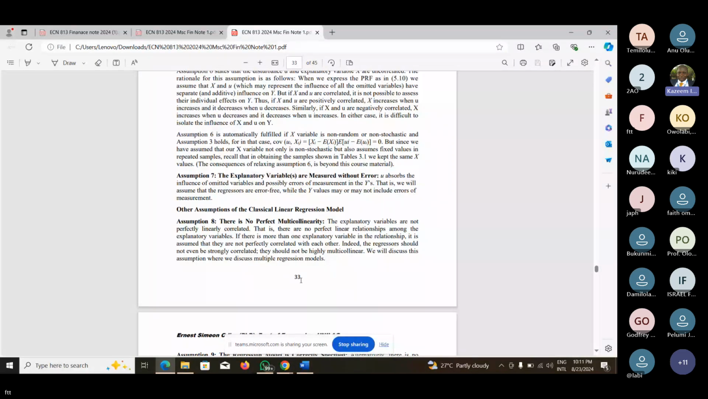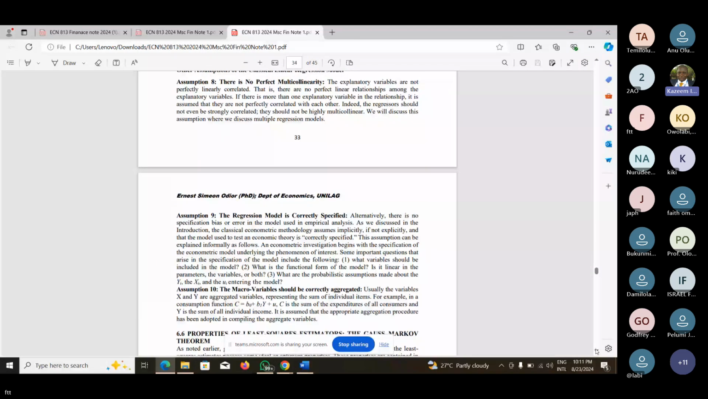What assumption 8 is talking about is that there is no perfect collinearity. That is, two variables cannot be perfectly correlated; there will surely be some differences between them. It's just like a mother that gives birth to twins. You can't say that because somebody has given birth to twins, they are expected to behave exactly the same way. There will be some slight difference in their behavior. Linearity means a relationship between variables, so when you have two or more variables, they cannot be perfectly correlated or related. There will always be some form of differences.